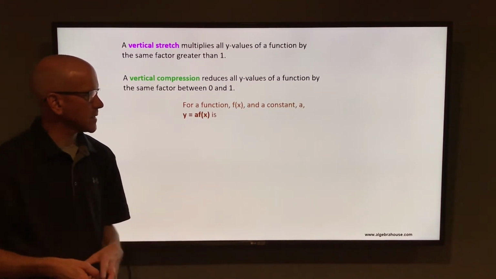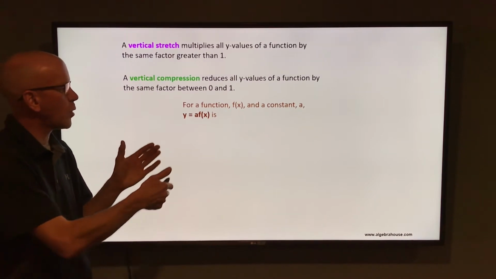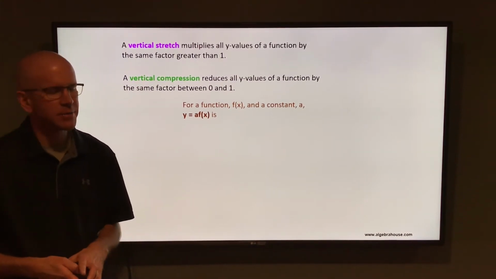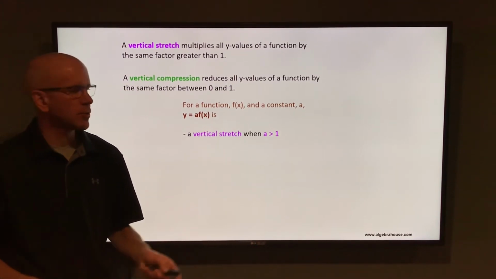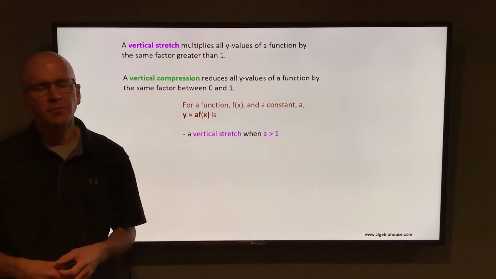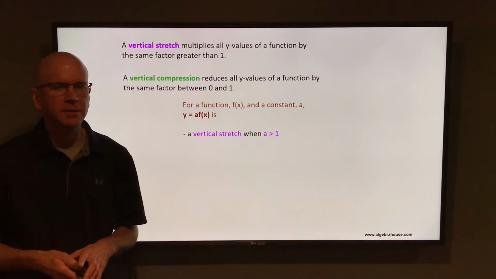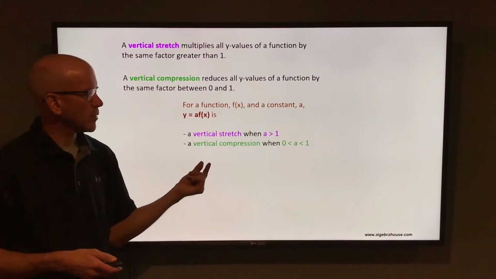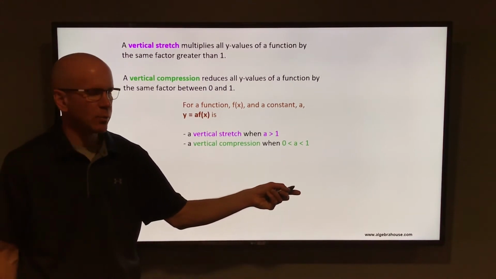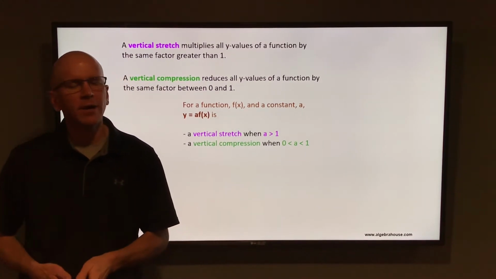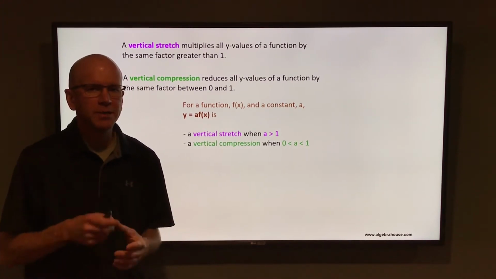For a function f of x and a constant a, y equals a times f of x. So what this means is that we're multiplying the y value by a constant term. It's going to be a vertical stretch when that constant term is greater than 1. So if you multiply the y value by something greater than 1, it's going to stretch away from the x-axis. It's a vertical compression when that constant term is between 0 and 1, such as what I mentioned with 1/2. If you multiply the y value by a number between 0 and 1, it's going to compress the graph toward the x-axis.